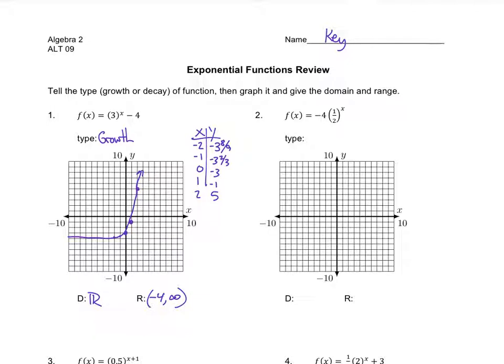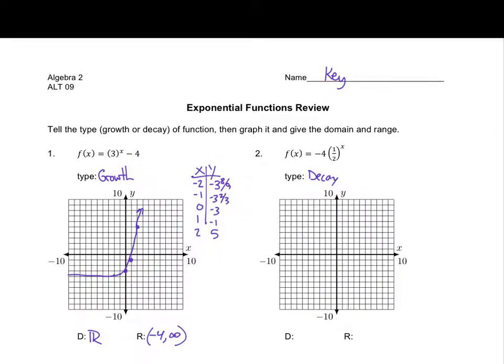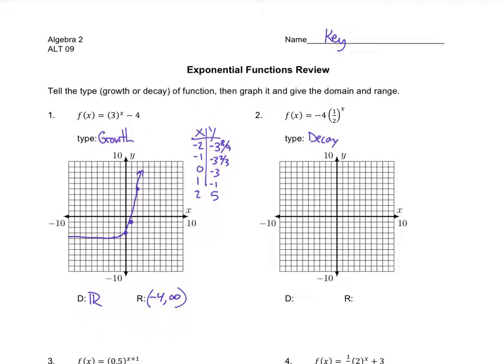So number 2, if we look at the parentheses, we've got 1/2, so there's our fraction. That is going to be a decay. Once again, since there is nothing being done to the x value in the exponent, we're going to pick -2, -1, 0, 1, 2, and then we're going to do a couple extra points for 3 and 4.